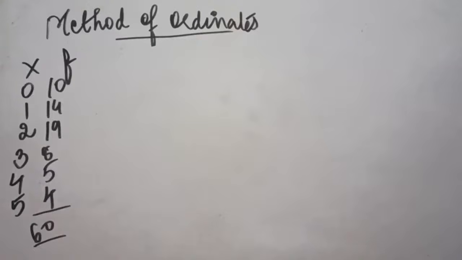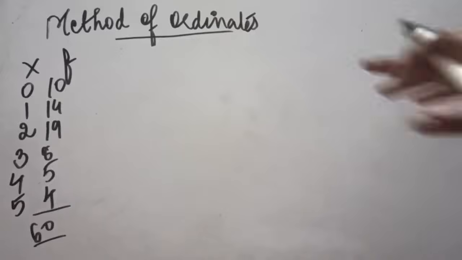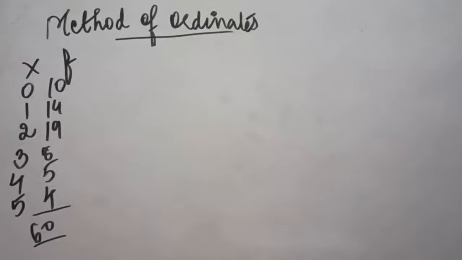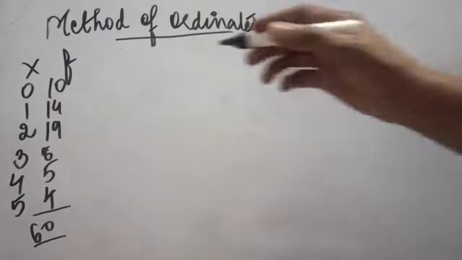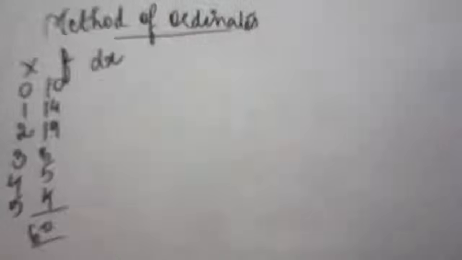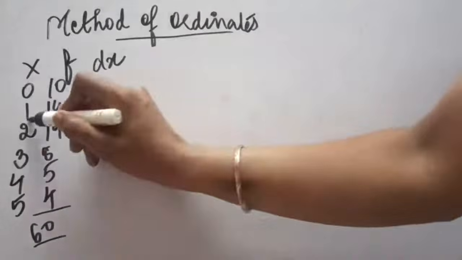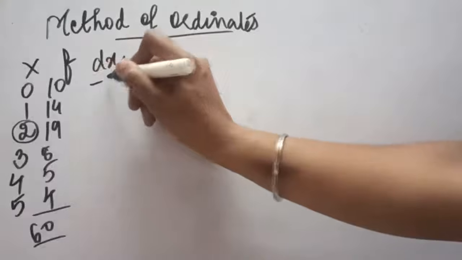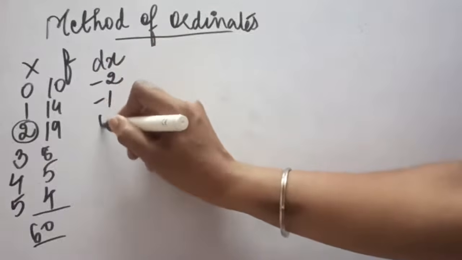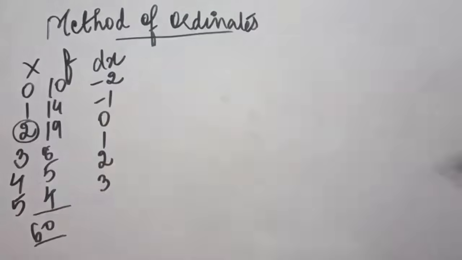So this is the question available where we have to fit a normal distribution curve with the help of method of ordinates. As I discussed with you, you have to first of all calculate the value of mean in the first step, and then we have to calculate the value of standard deviation. You can calculate the value of mean with any method, direct method or indirect method. I am going to calculate the value of mean with the help of assumed mean. Let us take our assumed mean to be 2. So dx will be -2, -1, 0, 1, 2, 3.